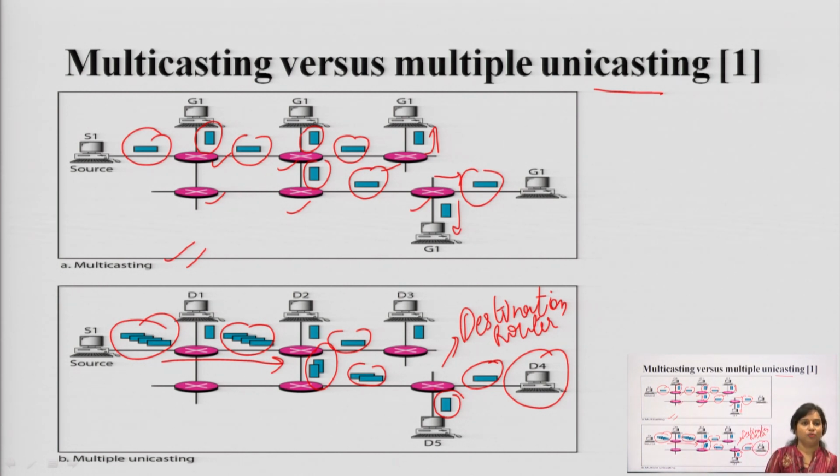So, this is the case for multiple unicasting, where only a single path will be followed and you have to transfer the packets in bulk, and at every point you have to transfer the packet to this point, this point, this point, and the remaining computers or nodes which are connected to this network.